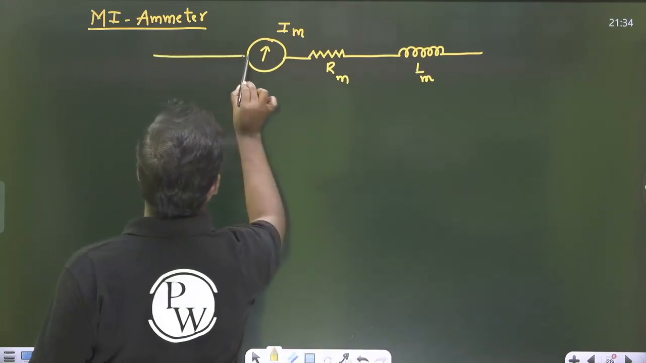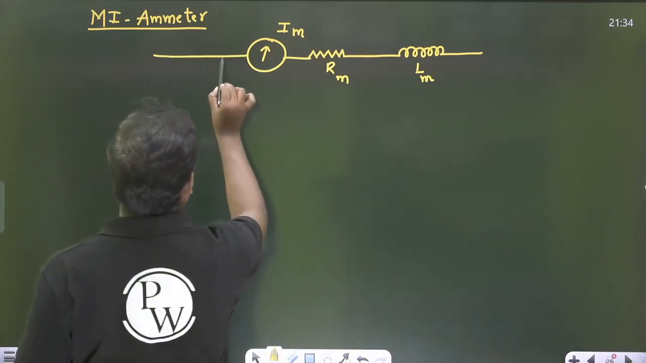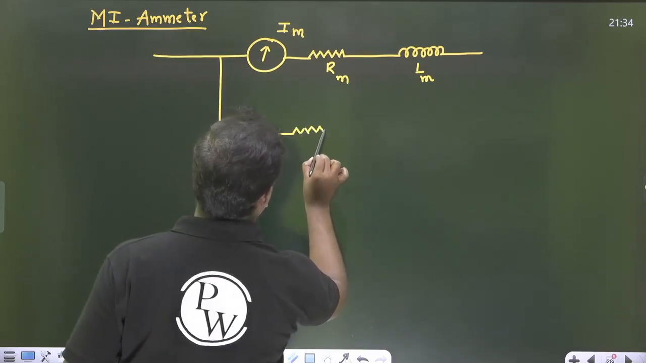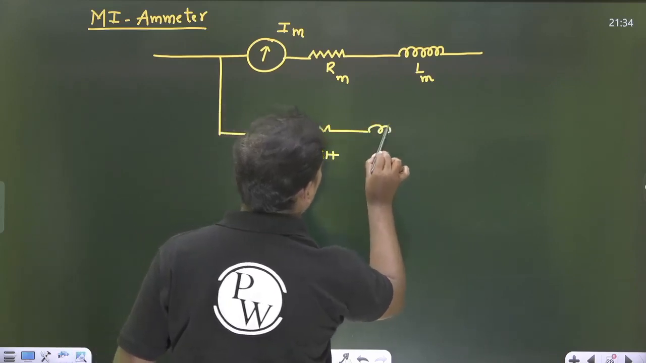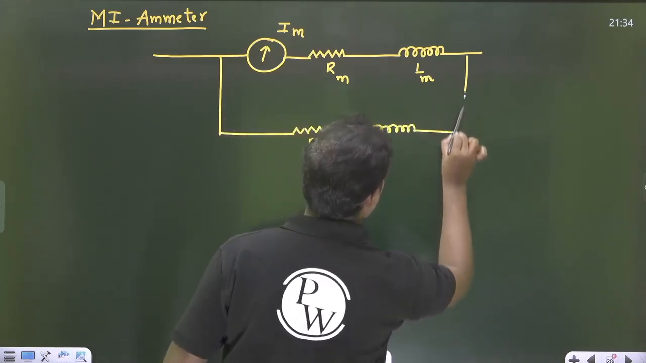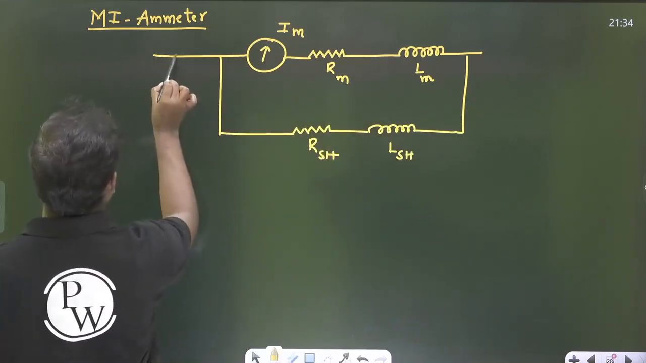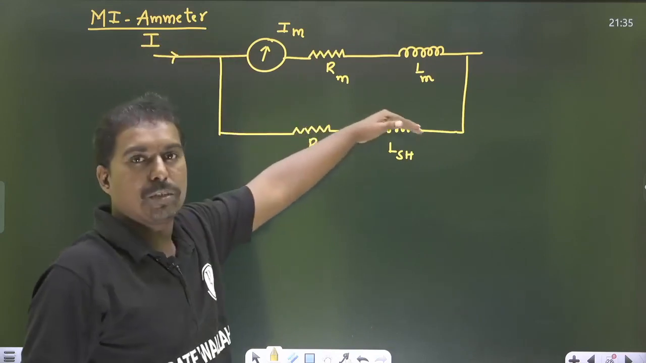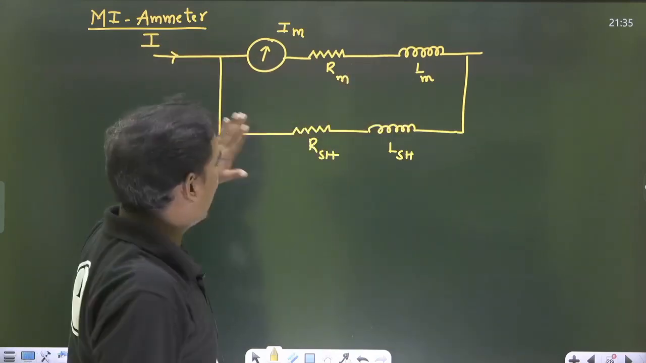So now to increase its range, what will we do? We have to attach a shunt. When you attach a shunt, the shunt will have RSH and also LSH. So that the total range current is increased to I, the current is split into this part, RM, LM, which is the meter current IM, and the shunt current ISH.